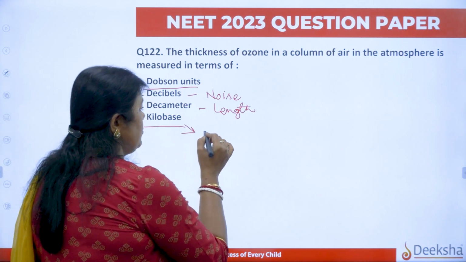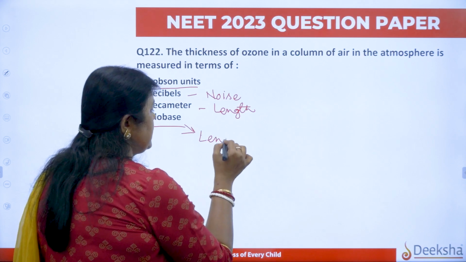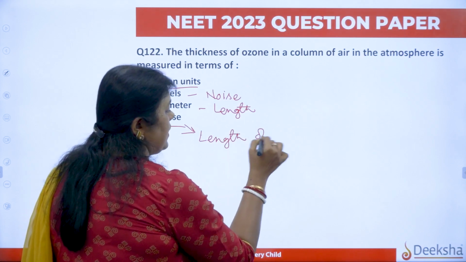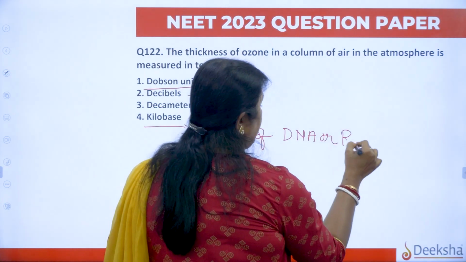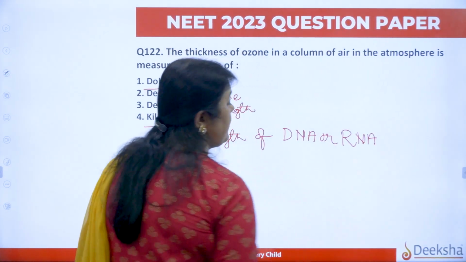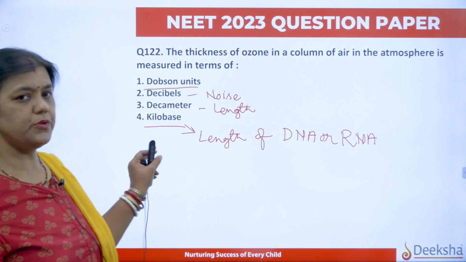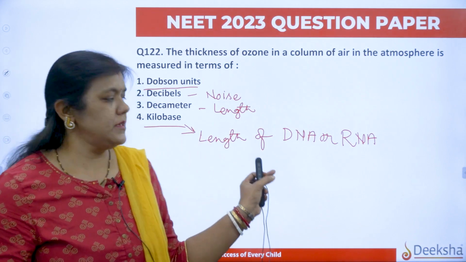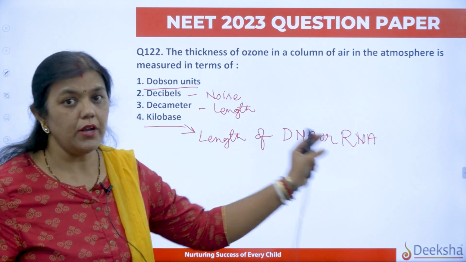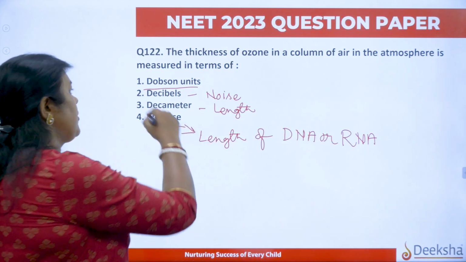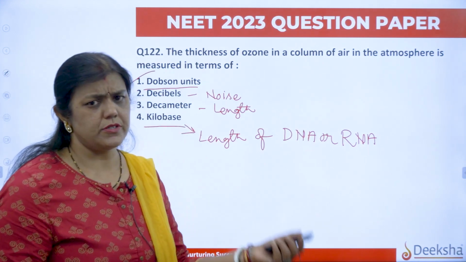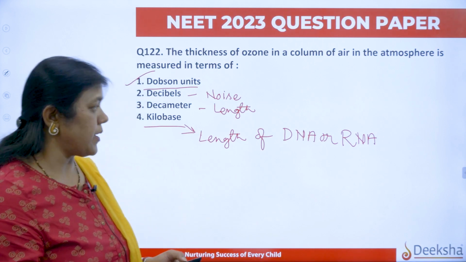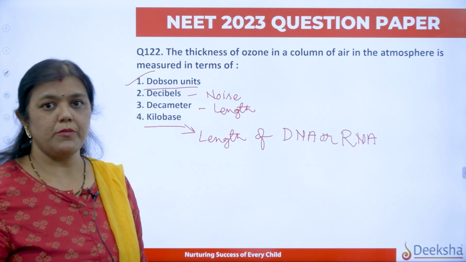This is to find out the length of DNA or RNA, right? This is FYI, for your information, that you can always use. What is kilobase? Kilobase is to find out the length of DNA or RNA. Got it? So anyway, we got the correct answer as Dobson unit. This is the environmental issues chapter. Don't worry, if it is removed, these questions will not be coming. Let's go to the next question, question number 123.